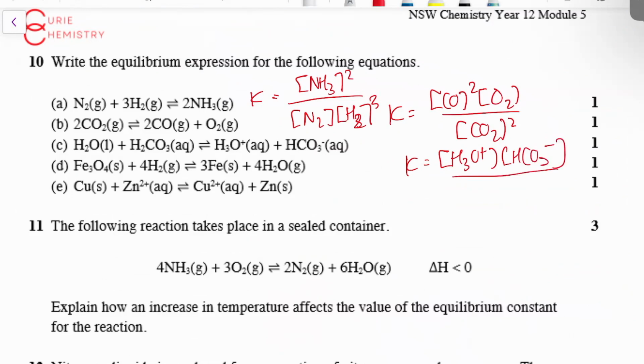D. H2O to the power of 4 on H2 to the power of 4. Yes, none of the iron and none of the Fe3O4 because those are pure solids. E. Cu plus on Zn2 plus. Yes. Okay, good.